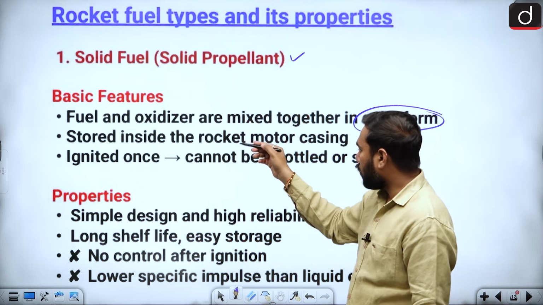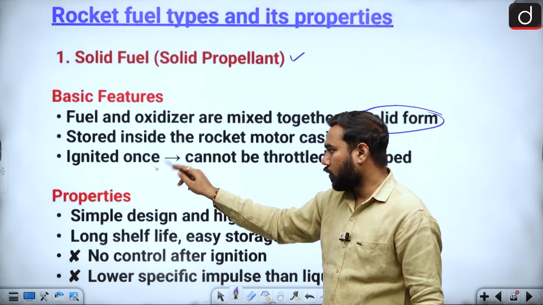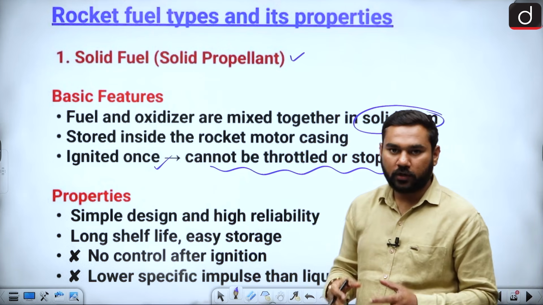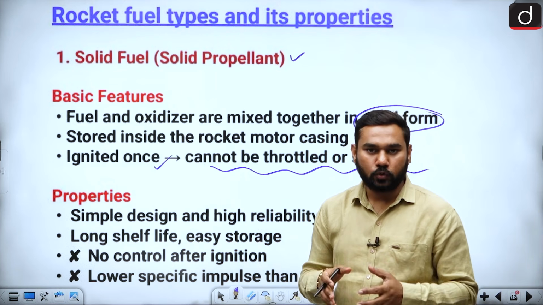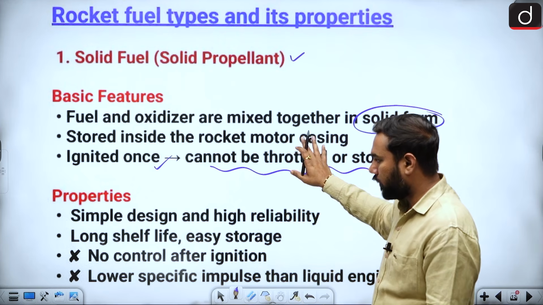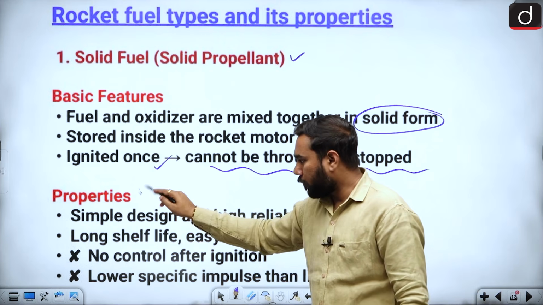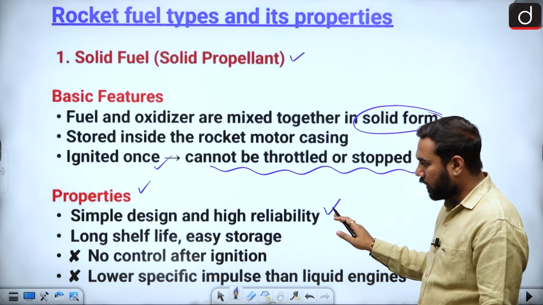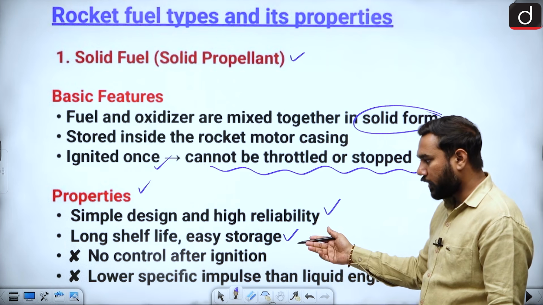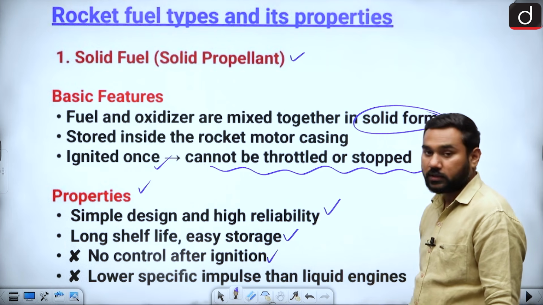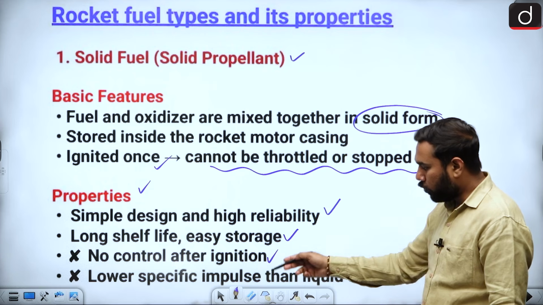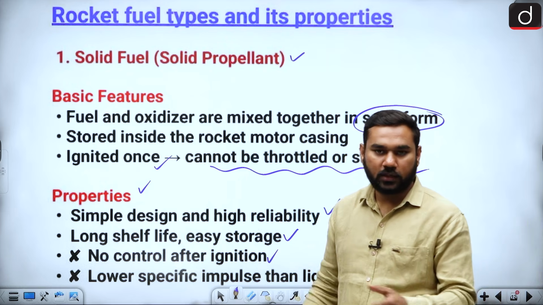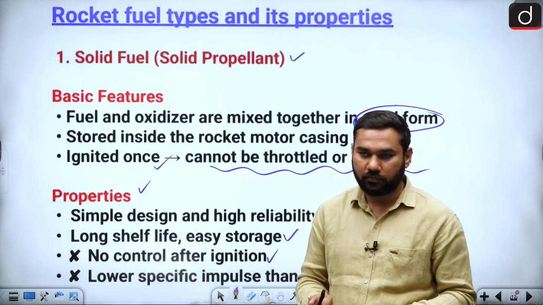It is stored inside the rocket motor casing, and it ignites once. So once you ignite it, you cannot control it, because the solid fuel burns very instantly, and it gives you a very high thrust to uplift. So this is very important when I am talking about the properties, so you have to focus on this point. It has a simple design and high reliability, long shelf life, easy storage, but no control after ignition. This is a bad thing. And lower specific impulse than liquid engine. Liquid engine can last up to hours, but this one burns instantly. This is the basic difference.